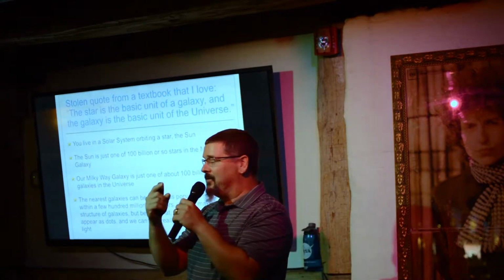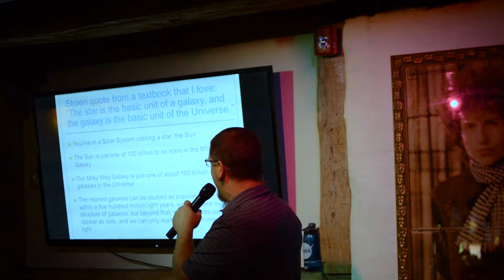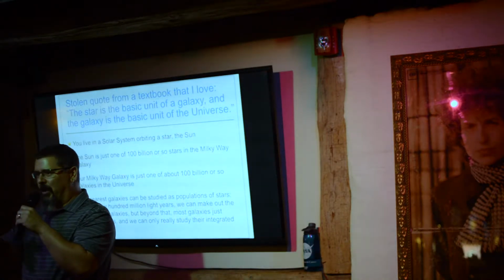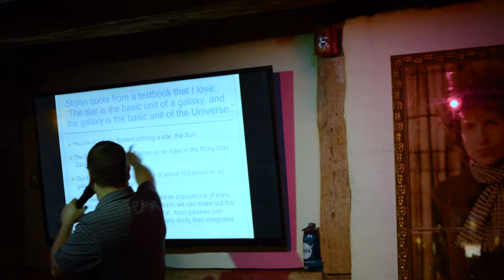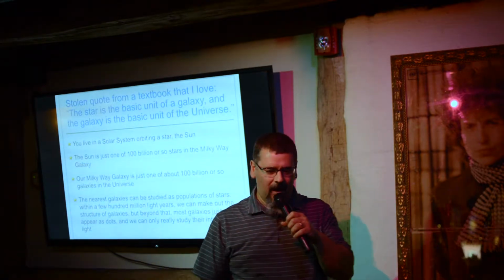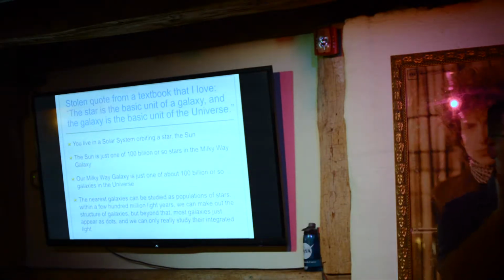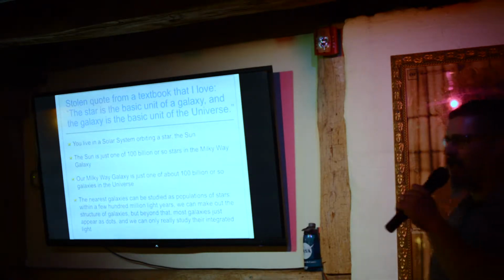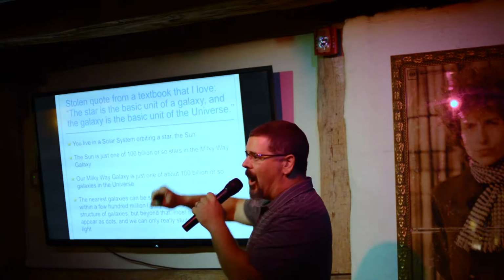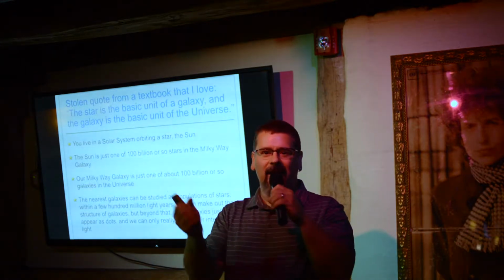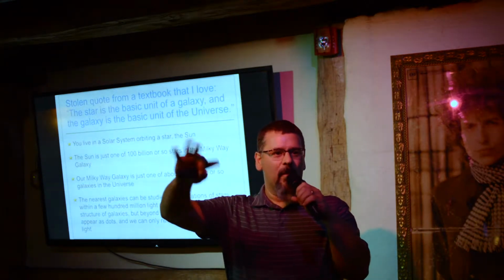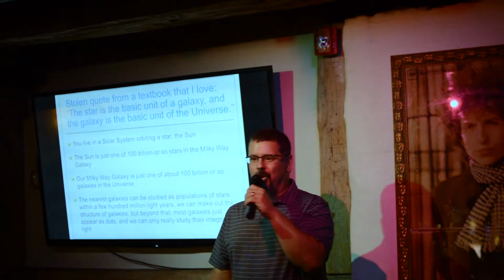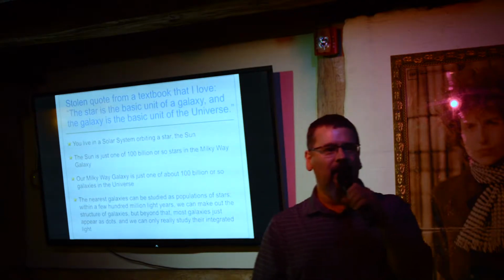So you live in a galaxy, and so if my job is to explain to you what those are, I love this quote. I found it in a textbook about 15 years ago, and I think it's probably the best way to summarize Astro 101, what are stars and what are galaxies. So the star is the basic unit of the galaxy, right? So galaxies are made up of about 100 billion stars. And then the galaxy is the basic unit of the universe. So there's about 100 billion galaxies in the universe.